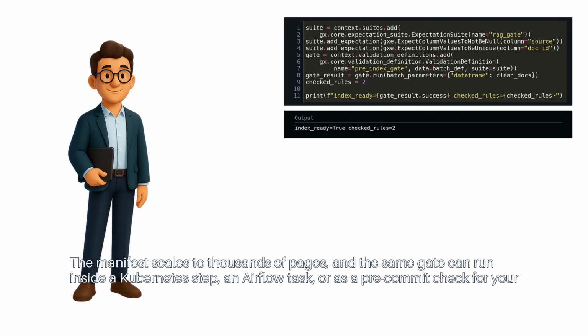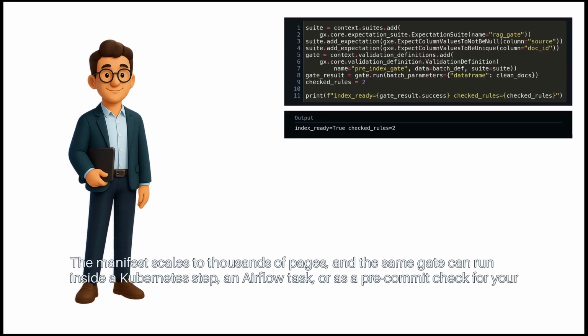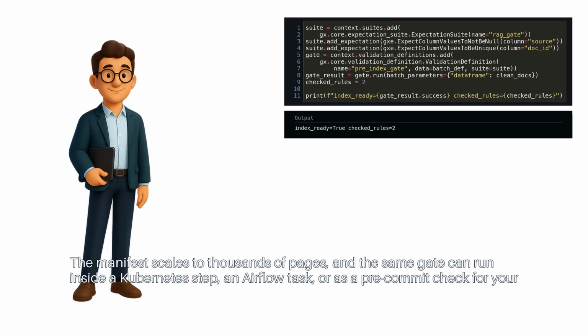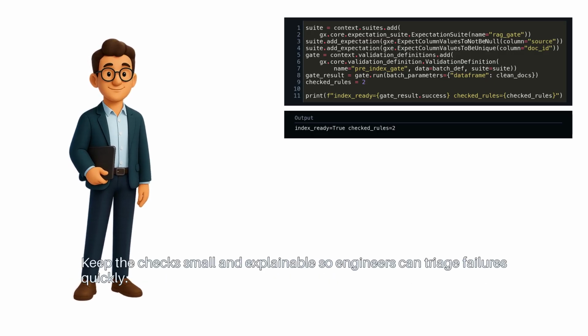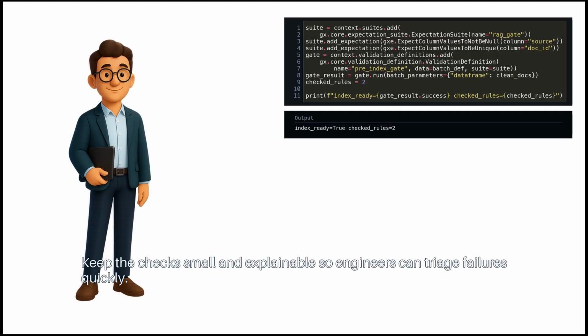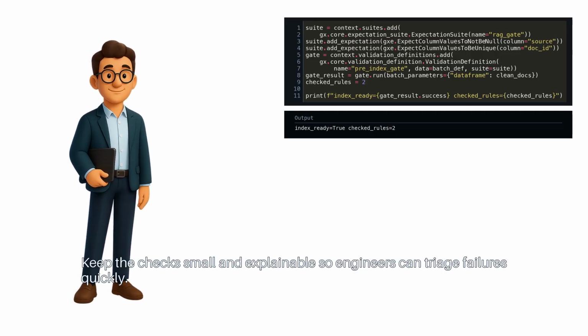This toy flow maps easily to a production job. The manifest scales to thousands of pages, and the same gate can run inside a Kubernetes step, an Airflow task, or as a pre-commit check for your ingestion repo. Keep the checks small and explainable, so engineers can triage failures quickly.